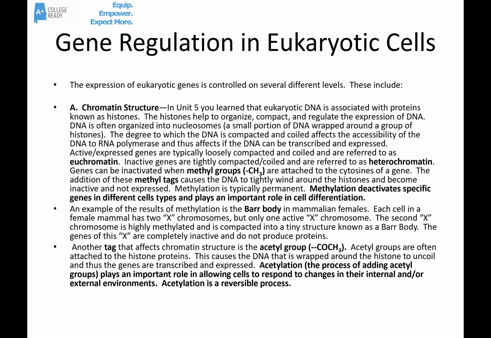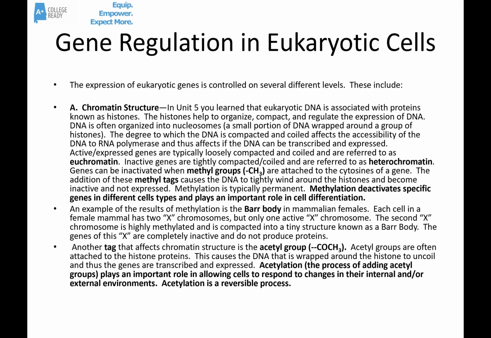Another example of methylation is the bar body found in mammalian females. We know that each cell in a female mammal has 2 X chromosomes, but it turns out only one of those is active. The second X is highly methylated, and this causes it to compact into a tiny little ball-like structure called the bar body. And the genes on this X are completely inactive and essentially produce no proteins.